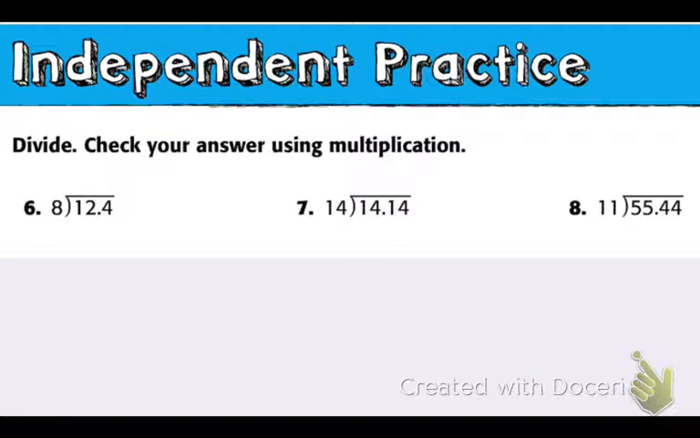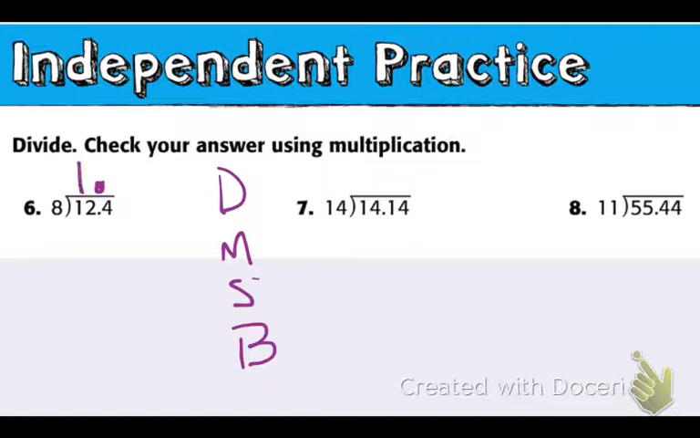Okay, we're still in independent practice. We're going to try number 6. We're going to divide and check with multiplication. Step 1, we're going to bring that decimal into our quotient. Bring it straight up so we have that decimal. Then we're going to go ahead and divide first: dad, mom, sister, brother.